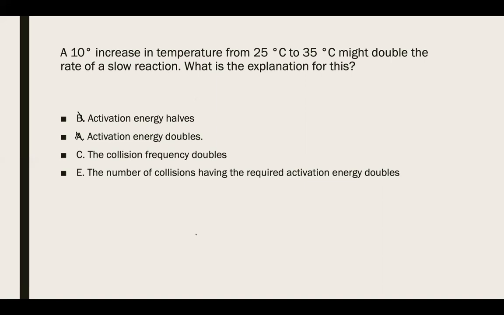And the reason is because even though the collision frequency might double, you would need the actual collisions that have the amount of activation energy to get over that hump in order to actually have the reaction proceed. That would actually be able to double the rate of the reaction. So it's not just the collision frequency that matters, it's the number of collisions that also have the required activation energy that doubles. And because of that, your rate of a slow reaction could double.